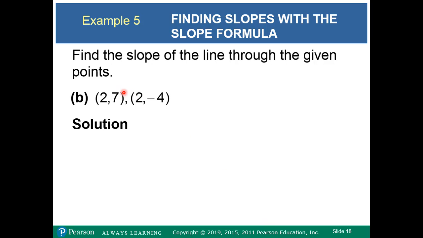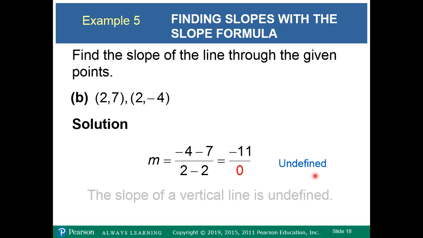What about this one? Well, again, let's just plug into the slope formula. So we go -4 minus 7. Then we have to do 2 minus 2, which gives us 0. Since we cannot have 0 in the denominator, this is undefined, which means we have what kind of line? We have a vertical line.